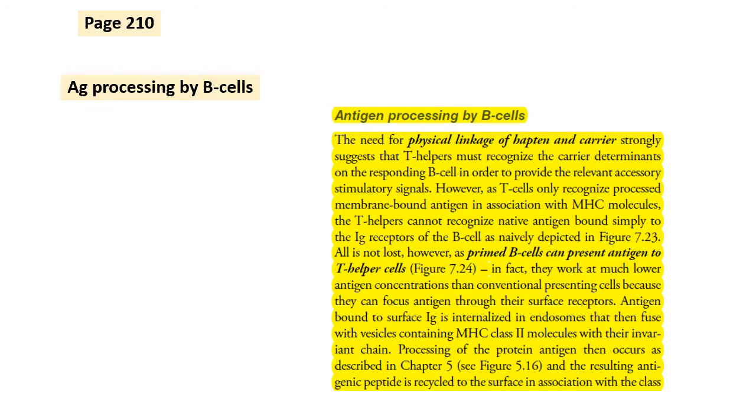In that case, B cells at a low concentration of antigen work as antigen presenting cells. They can present antigen to the helper cell, but in a different way from the conventional antigen presenting cell, because B cells can focus antigen through their surface receptors.